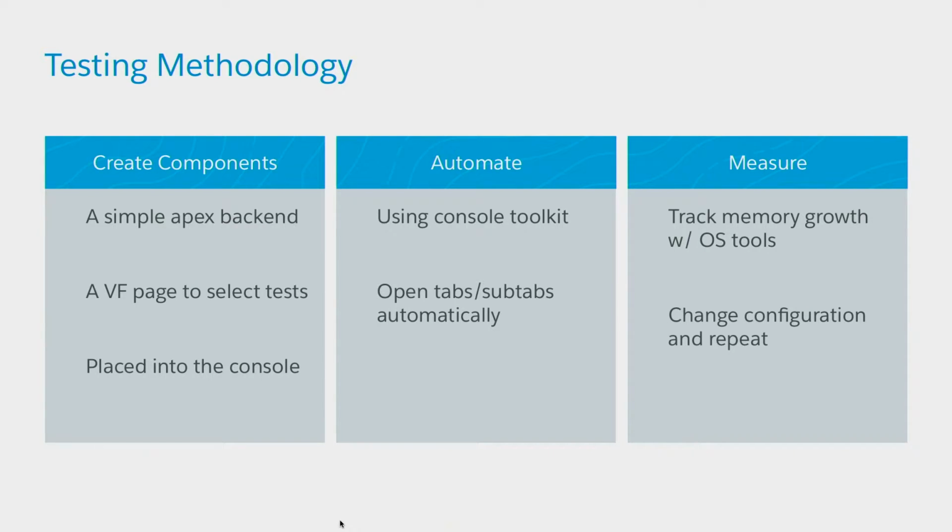And then we want to measure the results. We're going to use operating system tools that are built in to track the memory growth, and we're going to do comparative testing between, if you like to think about it as versions of the console or versions of your page layout. So you'll take the test results of one layout, make a change, and take the test results of the next layout and compare the behavior. And you just keep repeating that until you're happy with what you see.